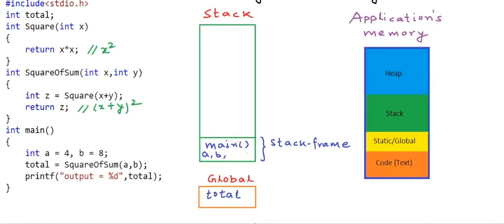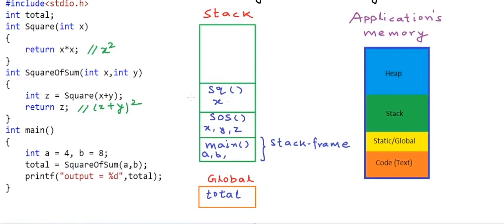The size of the stack frame for a method is calculated when the program is compiling. Now when main calls the square of sum method, let's write the shortcut SOS for square of sum, then a stack frame is allocated for the call to square of sum. All these local variables x, y, z will sit in this particular stack frame. Now square of sum calls square. Let's again put a shortcut here for square. So another stack frame for square, and it will have its own local variables.